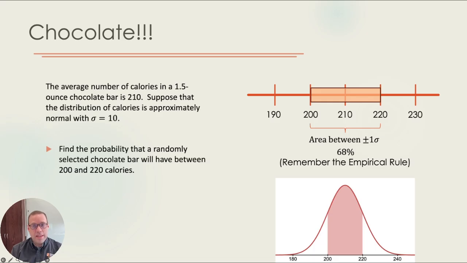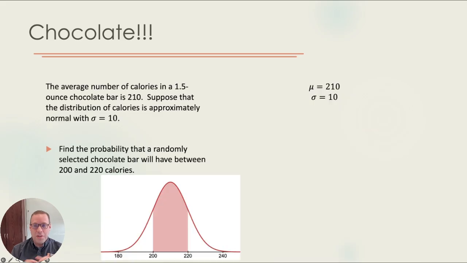Don't believe me? That's fine. I'm going to show it to you right now. Let's do it. Let's go to the more difficult method. All right, here we go. So I've moved my graph down to the bottom left so that I can work on the right side. So my mean is 210, standard deviation is 10.